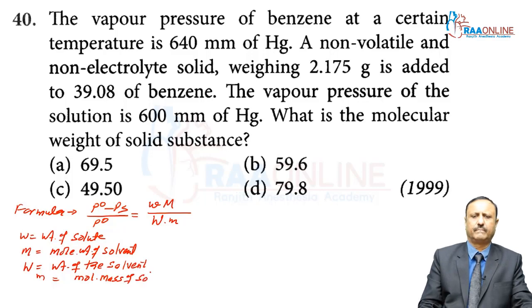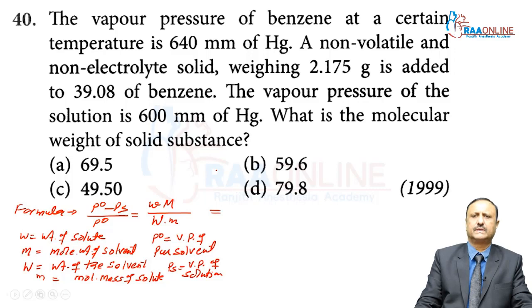So, in this way, we can see here what is the P0? P0 is the vapor pressure of pure solvent, and what is the PS? That is the vapor pressure of solution. Now, we can here put the values. P0, vapor pressure of pure solvent.